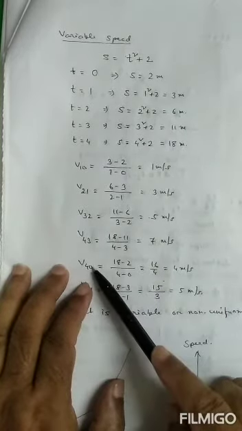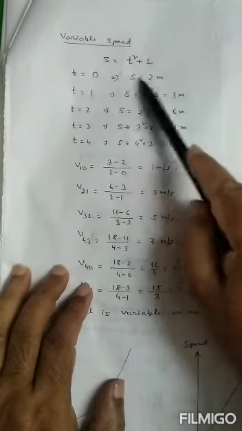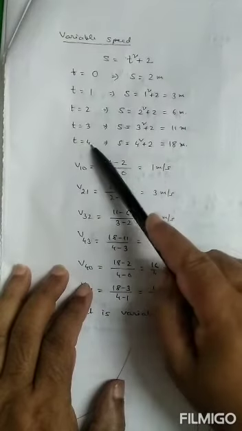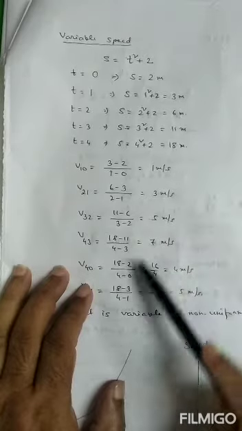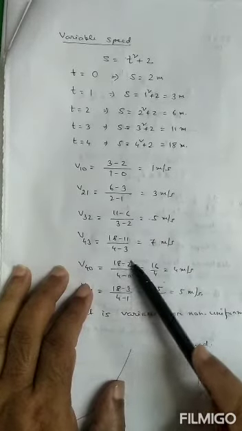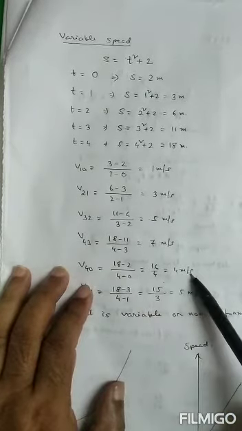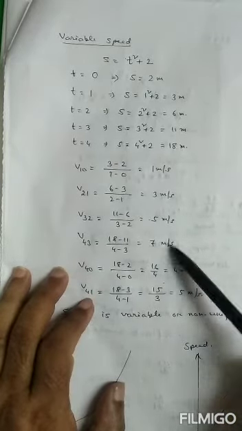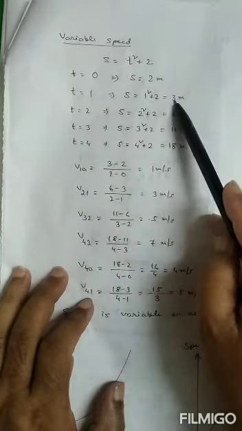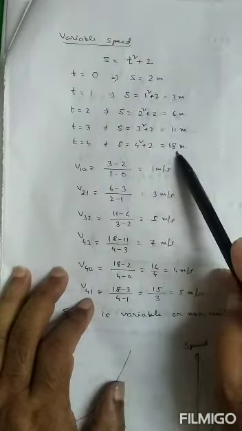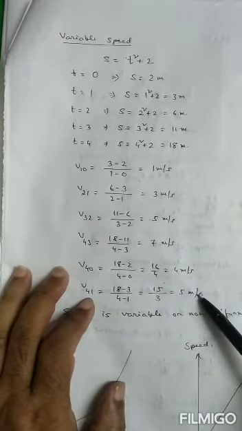So if I take the interval 0 to 4 second, at t is 0, the position is 2 meter, at t is 4 second, the position is 18 meter. So what is the change in distance? What is the distance travelled by the body? It is 16 meter. What is the time? 4. So it is 4 meter per second. If I take the interval 1 to 4 second, at t is 1 second, s is 3 meter, at t is 4 second, s is 18 meter. So 18 minus 3 by 4 minus 1, it is 5 meter per second.